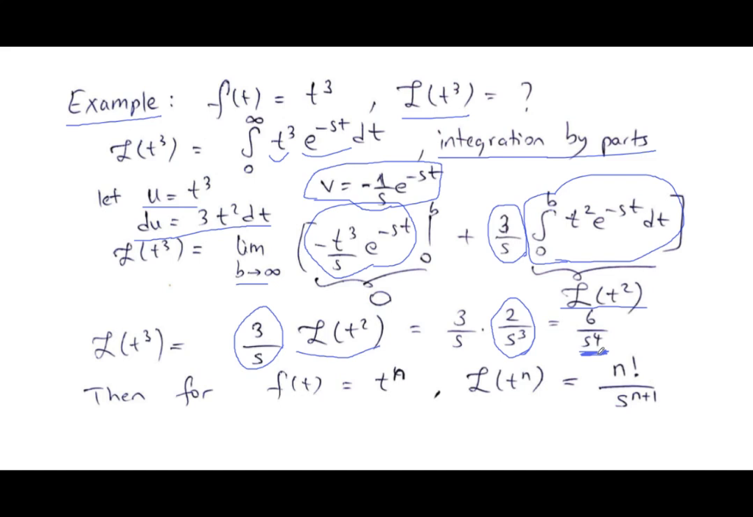Now, actually you can catch the pattern here. For f of t equals t to the power n, you can generalize this now. The Laplace transform of t to the power n can be written as n factorial divided by s to the power n plus 1. So this is the general formula now for the Laplace transform of a function t to the power n.